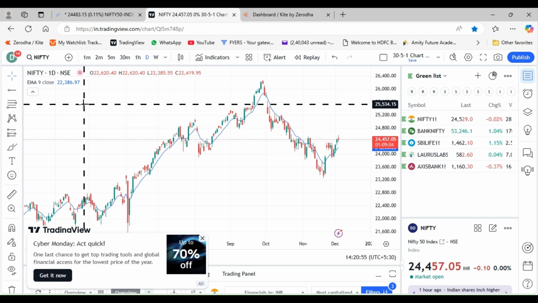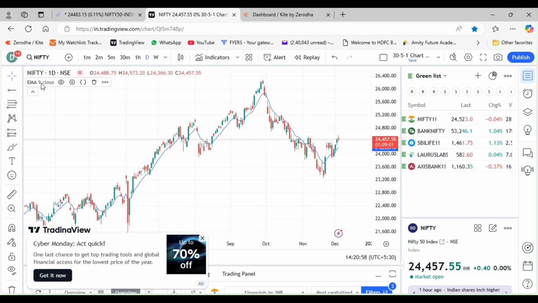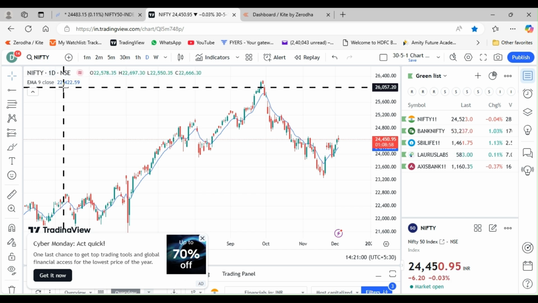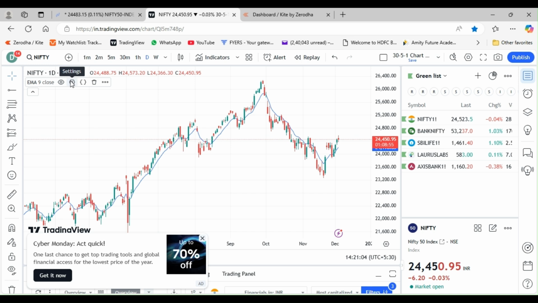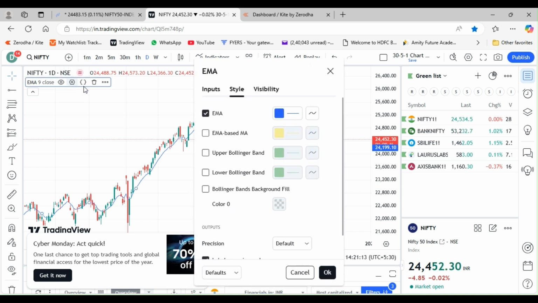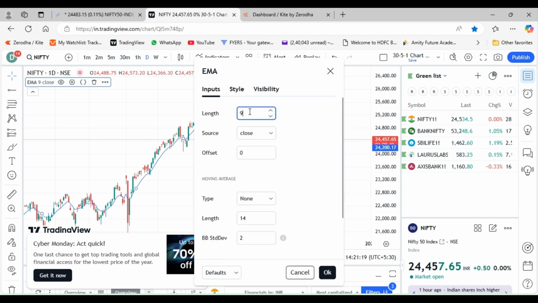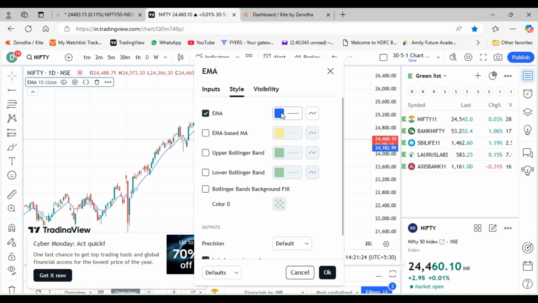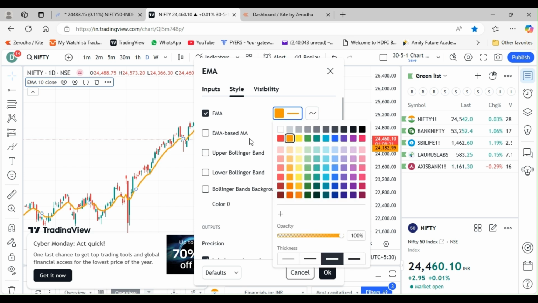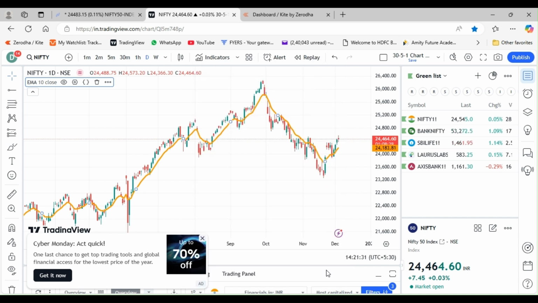On the left hand side, you will see that an EMA will come. By default, the 9 EMA, or this is the daily EMA, is called DEMA. 9 DEMA is a default EMA indicator that gets populated. I'll go to the settings of that EMA to change it. We require 10 DEMA, so I'll set 10 DEMA. I'll change the color to orange and thickness to a little bold for us to understand. Now see, the 10 DEMA EMA has been created with the orange color.